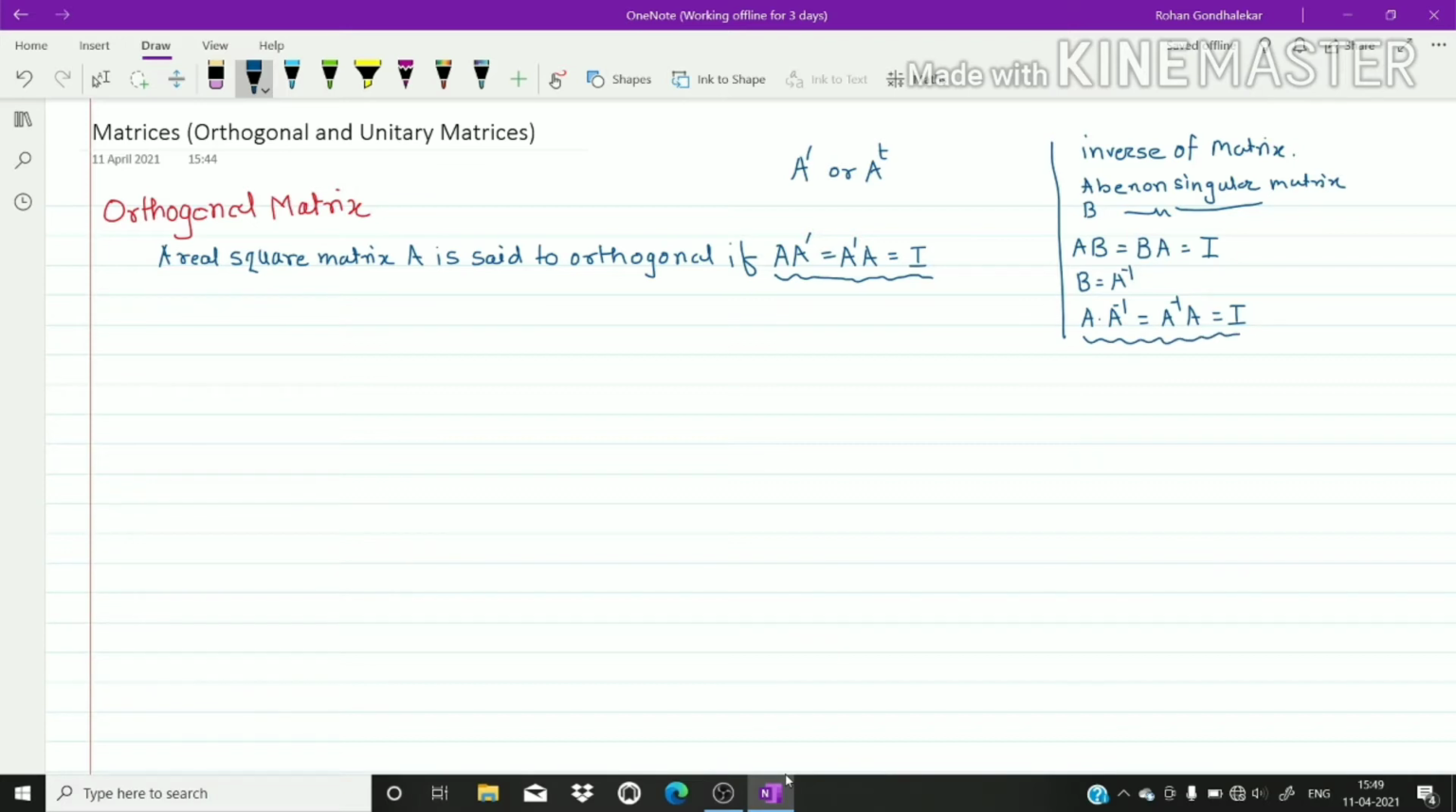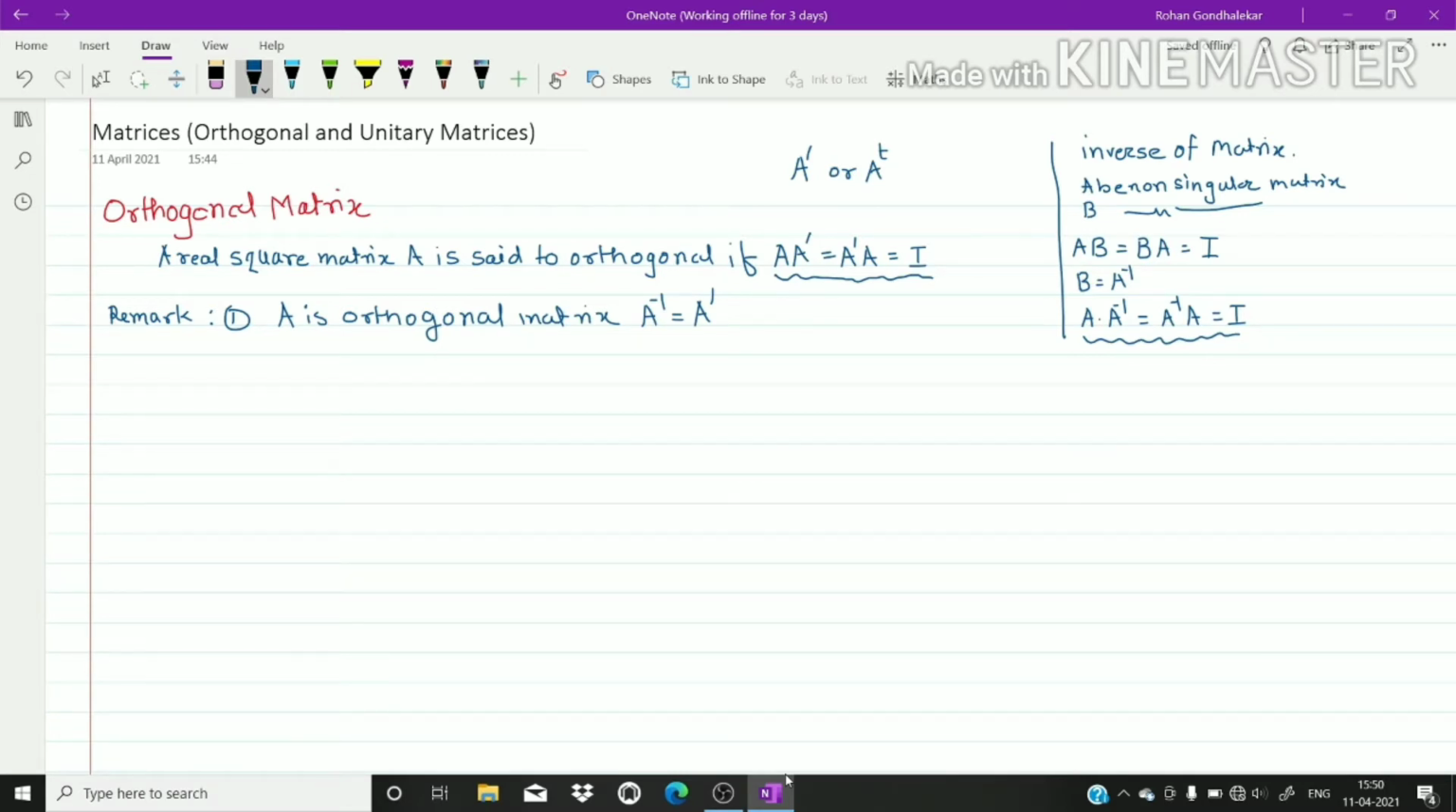Now look at these two definitions. From this, I can clearly write one very important remark. Can you list out that remark? If A is an orthogonal matrix, then A inverse is nothing but A transpose. Are you clear with that? So either you use the symbol dash or T as per your convenience and your familiarity. So this is a very important remark.